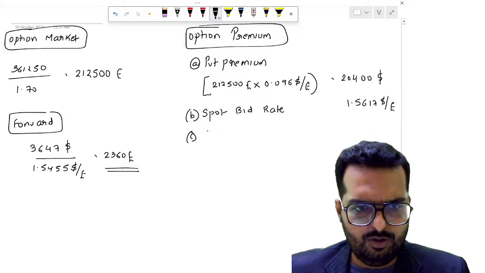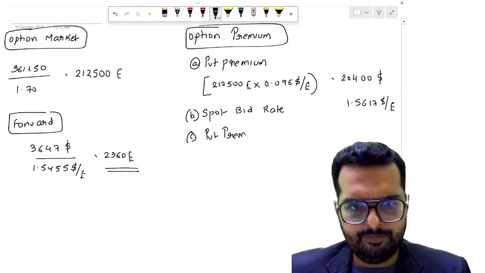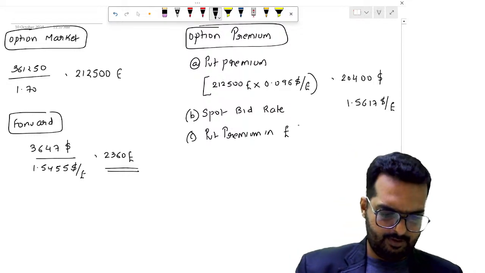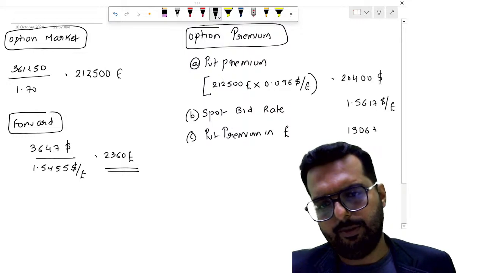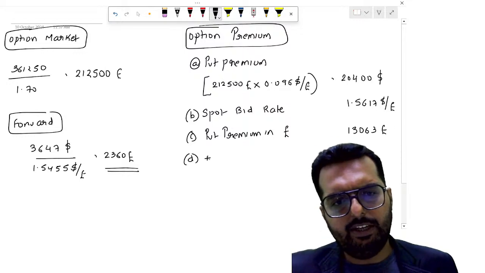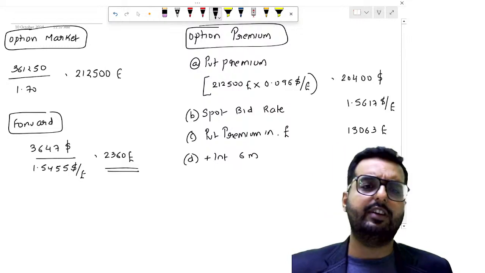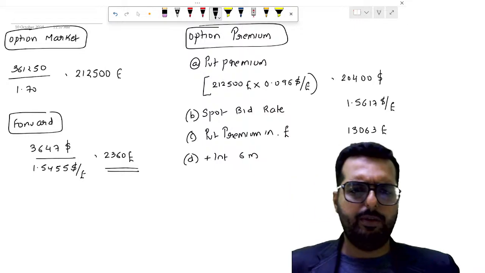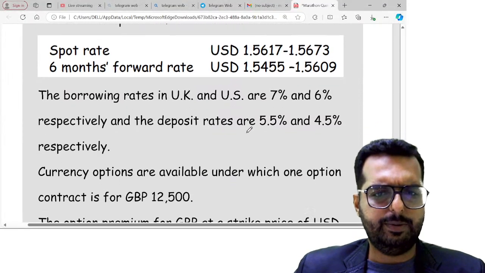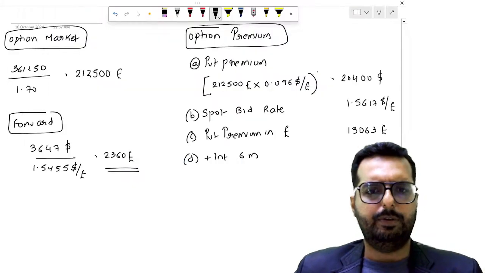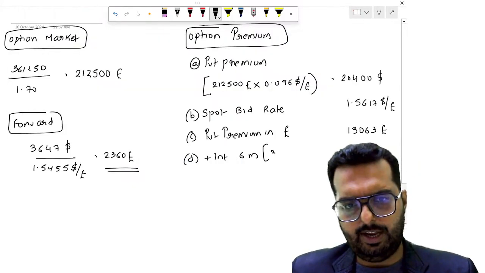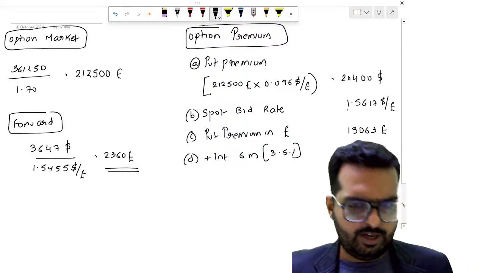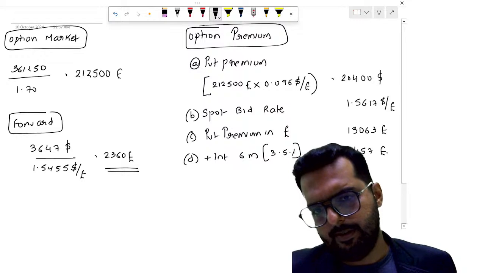Okay. So put premium in pound would be 13,063. Now on this I will have to pay interest for 6 months because rest everything is after 6 months. This is payable now. Am I right? Okay, 1 minute. So what is the UK borrowing rate? 7%. That's 3.5%. Okay, so it will be at 3.5% when you work out. You will get 457.